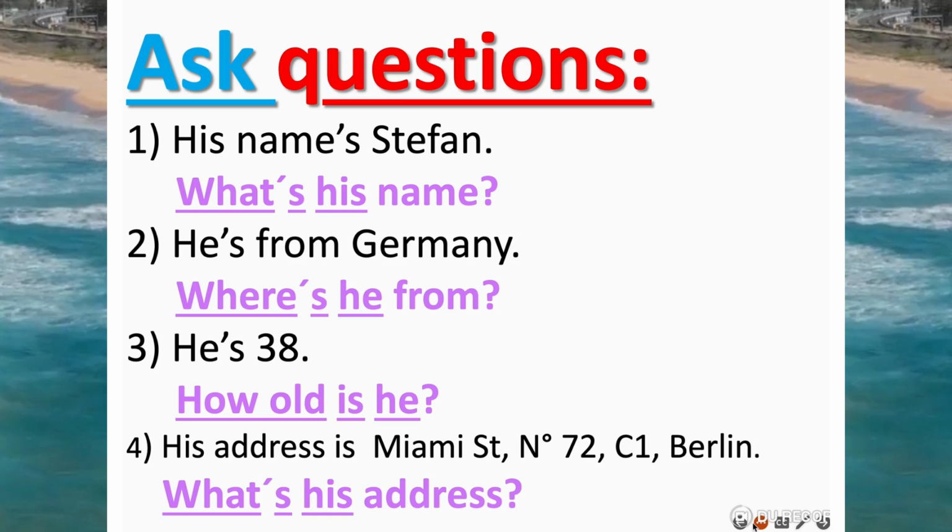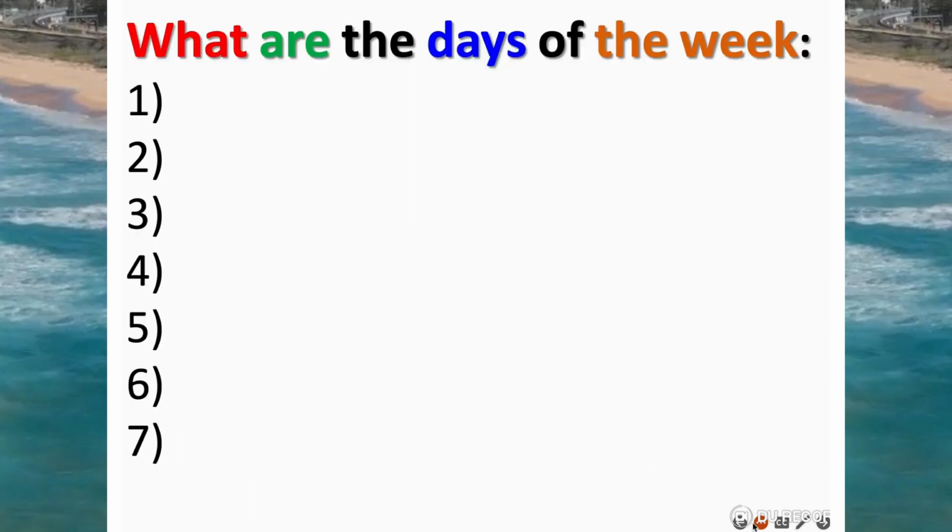The last question, what's his address? His address is Miami Street, number 72, C1, Berlin. So write the answers. If you have finished, you can go to the next slide. If you haven't finished, stop the video until you finish. Let's go to the next slide.